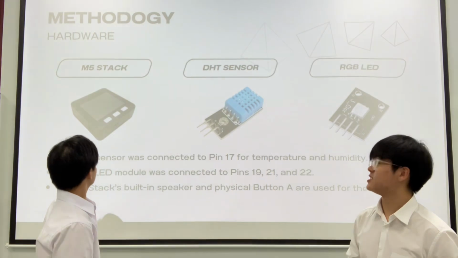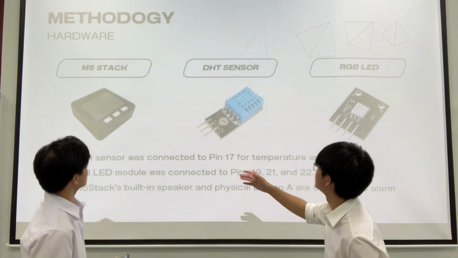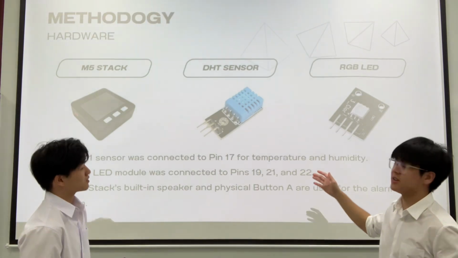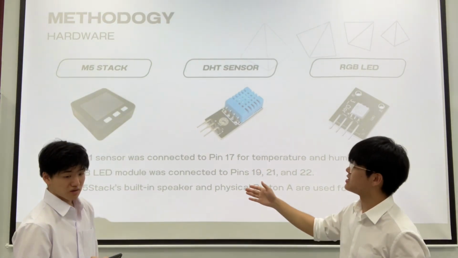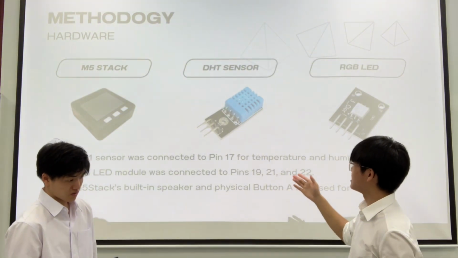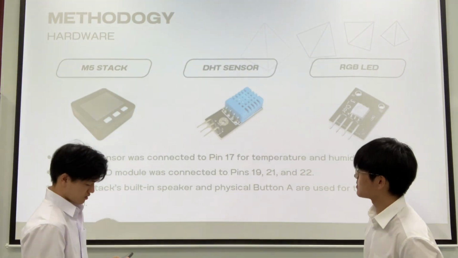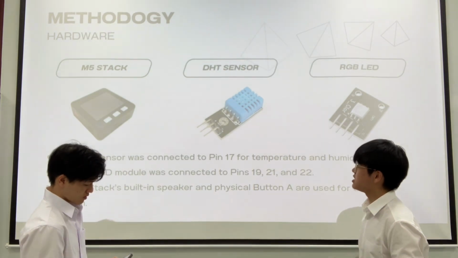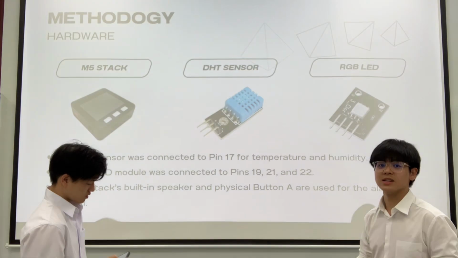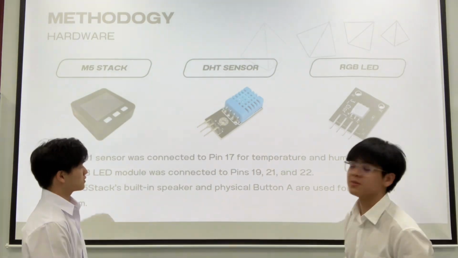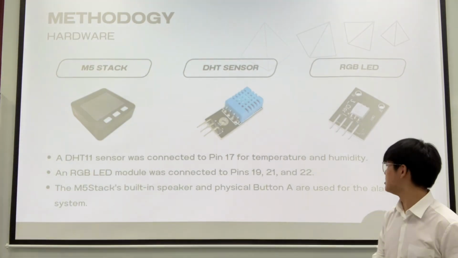For the methodology, the hardware includes the M5 Stack, the DHT sensor, and an RGB LED module. A DHT11 sensor was used, connected to pin 17 to monitor temperature and humidity. The RGB module was connected to pins 19, 21, and 22 for each color. We also used the M5 Stack's built-in speaker and physical button.